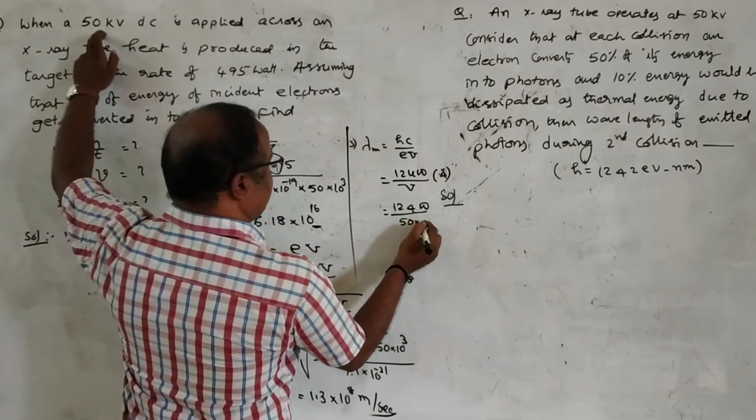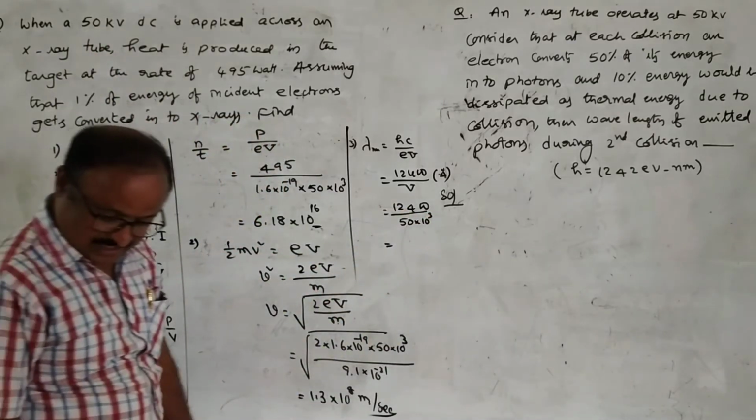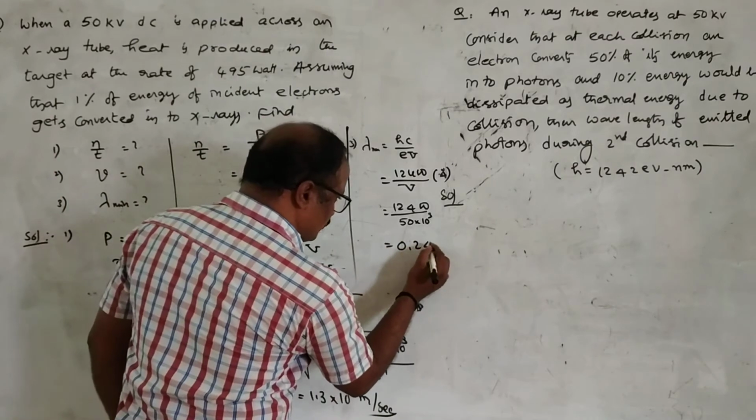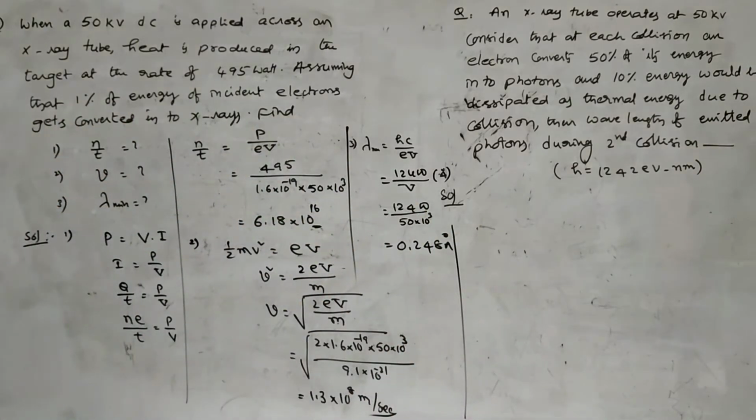V is equal to 50 kilovolts, that is 50 into 10 cube. Now this value is 0.248 angstrom units. Do you understand? These are the three problems.